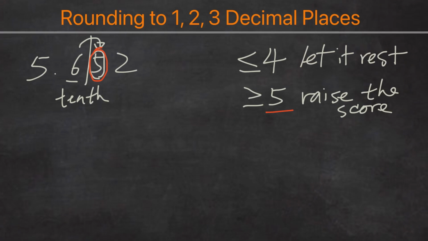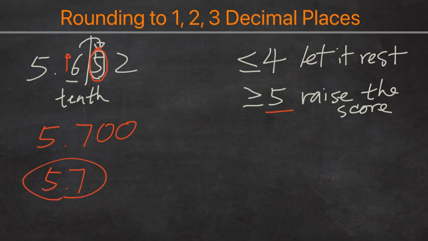In this case, we're rounding up. So we are rounding the number 6 up. Rounding 6 up means that it will become 5.7, and anything after that will all become zeros. It will look like this. And that would be the answer.